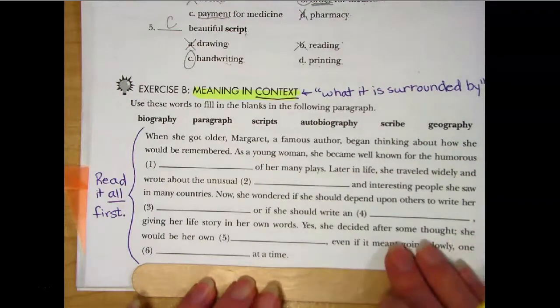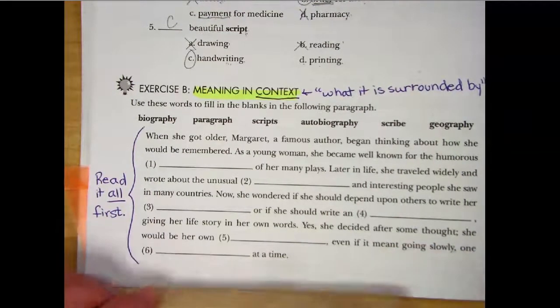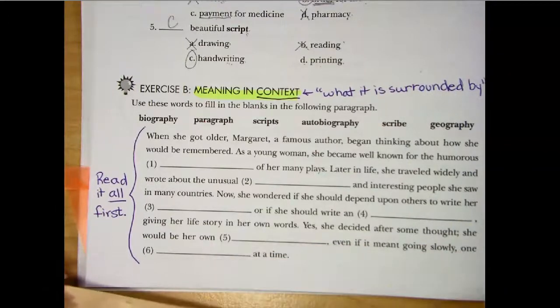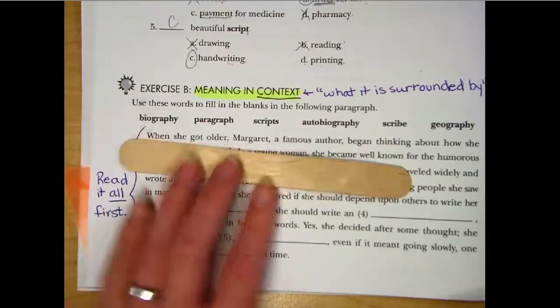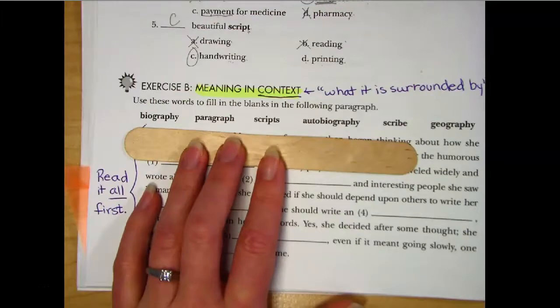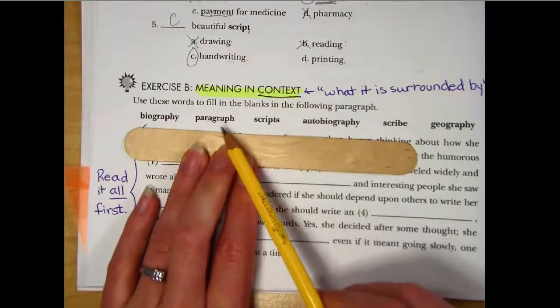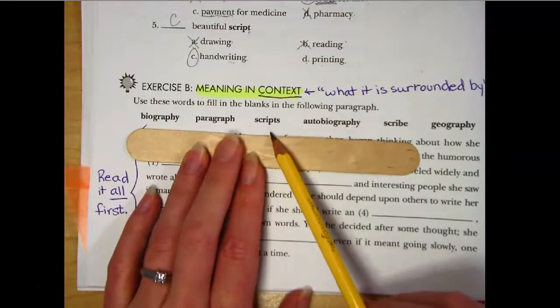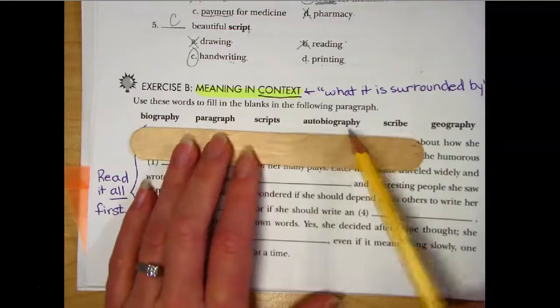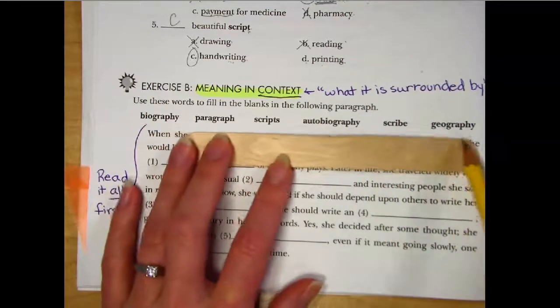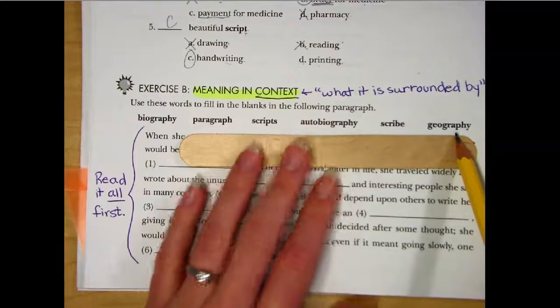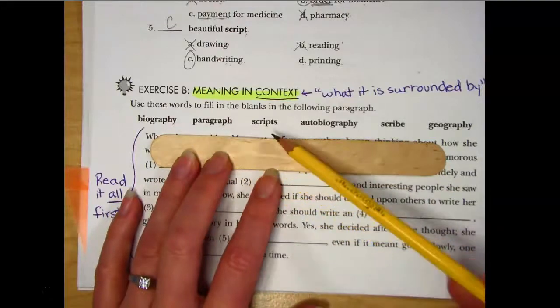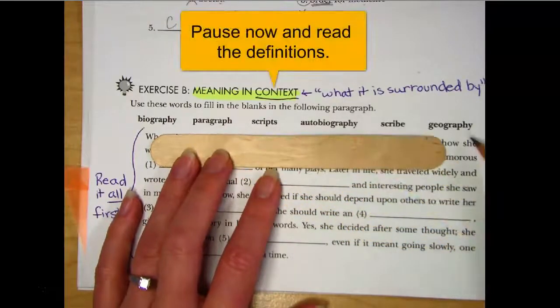Now that we've read the whole paragraph, let's read what word options that we have to fill in the blanks. I see we have biography, paragraph, scripts, autobiography, scribe, and geography. Now would be a good time to go back to the definitions on the previous page and read the definitions for each one of these words.